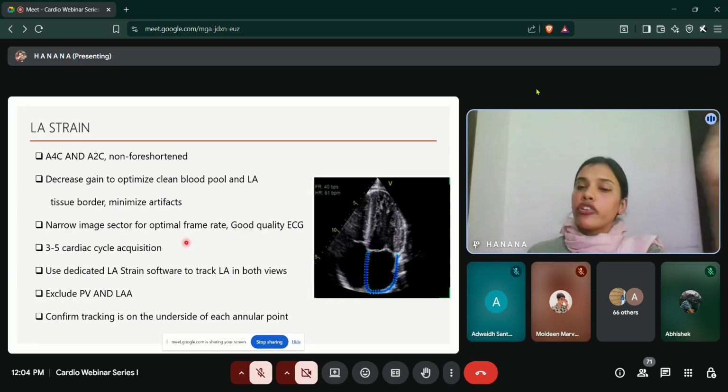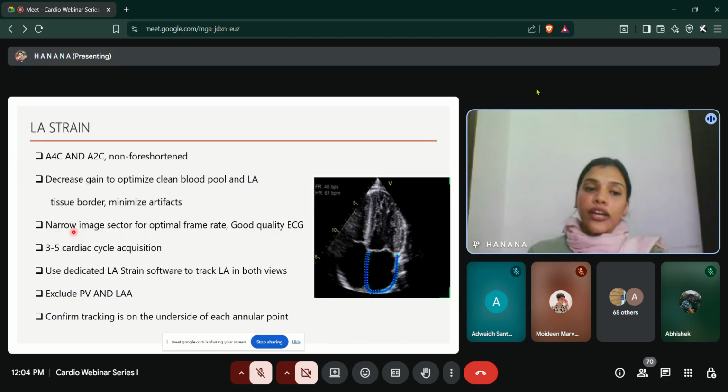I think a 40 to 50 frame rate is ideal for the LA strain, which can be adjusted by the machine. Also, a narrow image should be taken care of. You should not have a wide sector image. Narrow sector means we can also use a sector like this, only seeing the LA and LV.